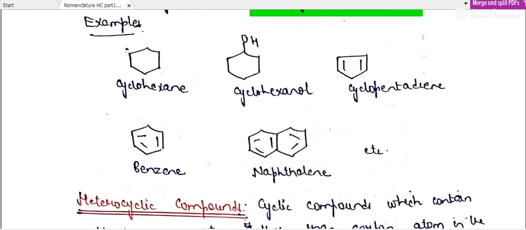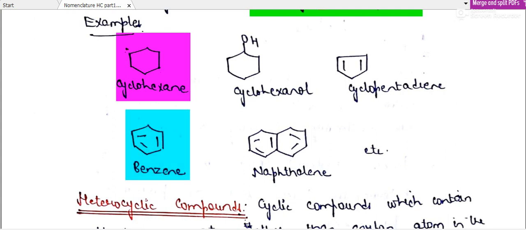For example, cyclohexane is a cyclic compound. It is a ring made up of 6 carbon atoms. So all the atoms are carbon atoms and it is placed in the category of homocyclic compounds. Similarly, cyclohexanol also contains 6 carbon atoms in a ring. Similarly, cyclopentadiene, all these examples have been provided in your notes, contains 5 carbon atoms in a ring. Benzene also contains 6 carbon atoms in a ring, and so on. These are all compounds which have only carbon atoms in the ring.